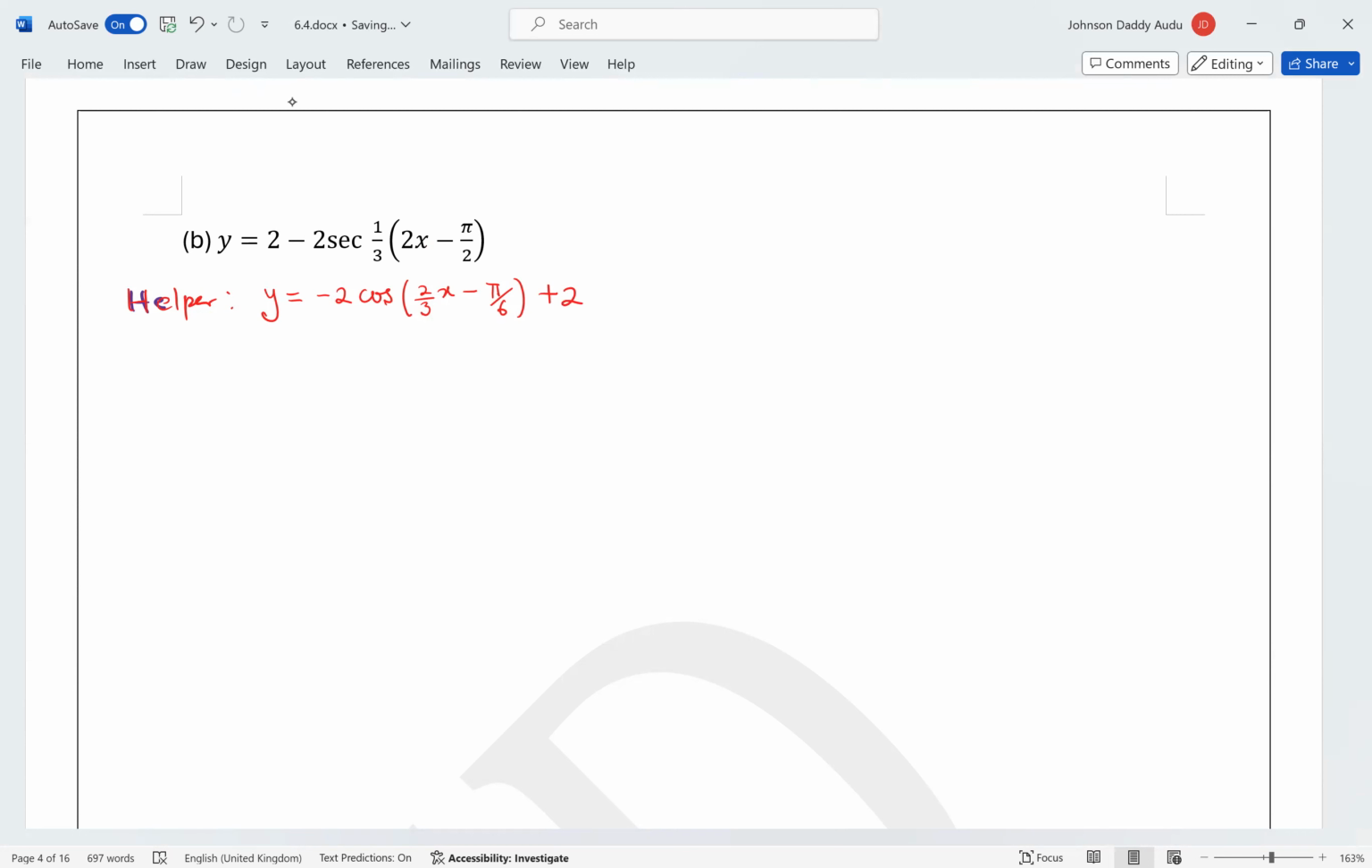So, here it means that the amplitude will just be the absolute value of minus 2, which is going to be 2. The period is 2 pi over k, right? Which is going to be 2 pi over 2 over 3. And this is 2 pi over 1 times 3 over 2. This is going to be 3 pi. Correct?